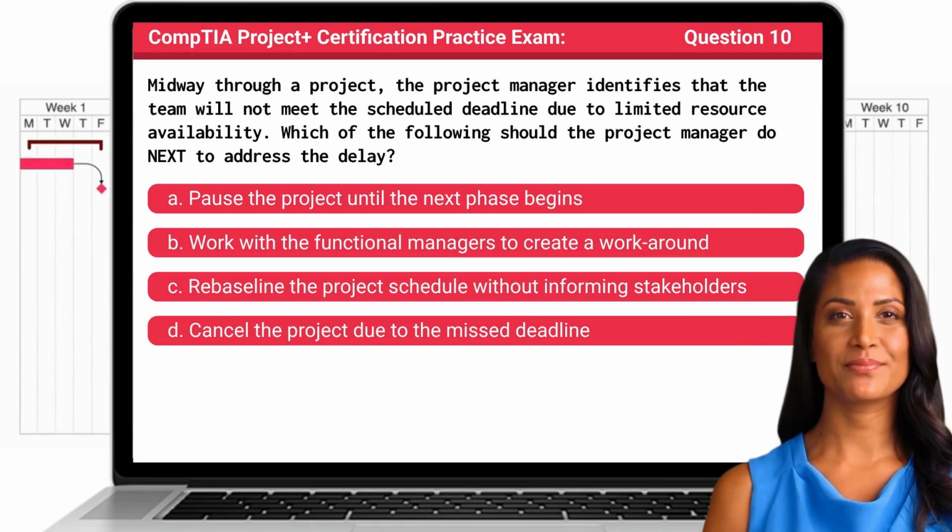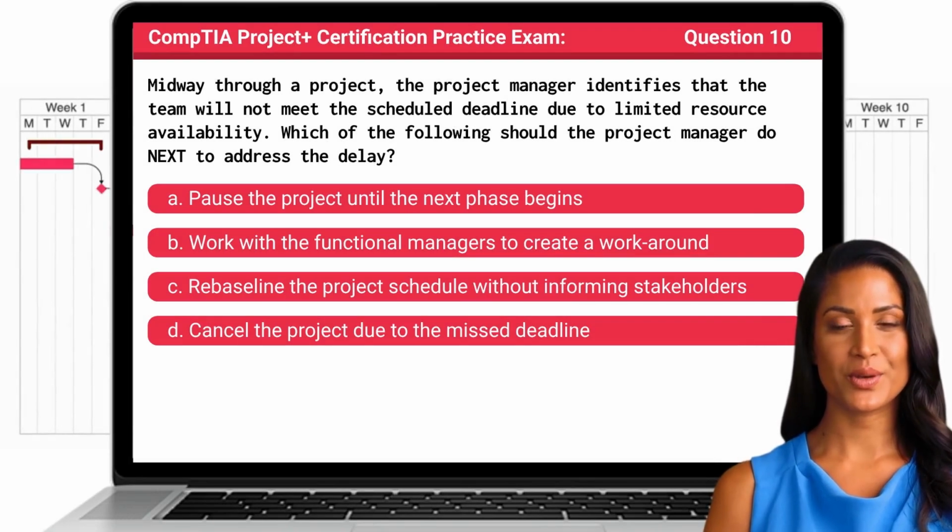Question 10. Midway through a project, the project manager identifies that the team will not meet the scheduled deadline due to limited resource availability. Which of the following should the project manager do next to address the delay?